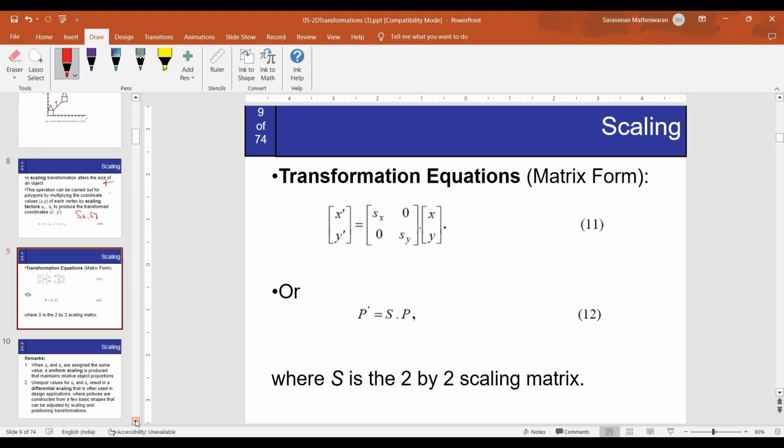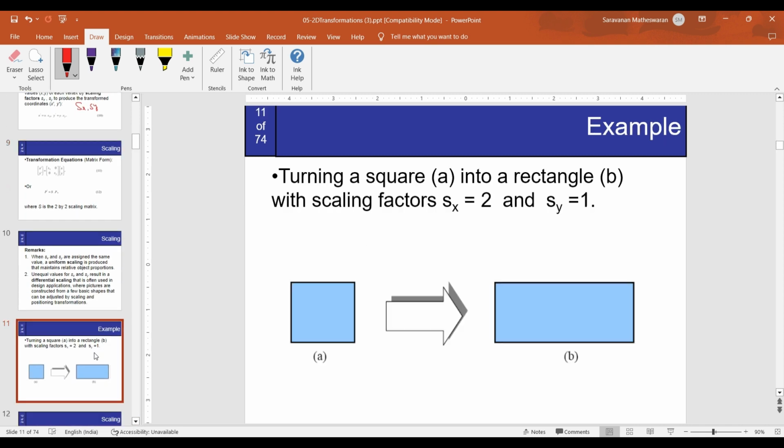Okay, what is the matrix format? Suppose we have a square. We apply s of x equal to 2 and s of y equal to 1. So the x factor increases and the width doubles, but the y value, s of y, is 1, so it does not increase.